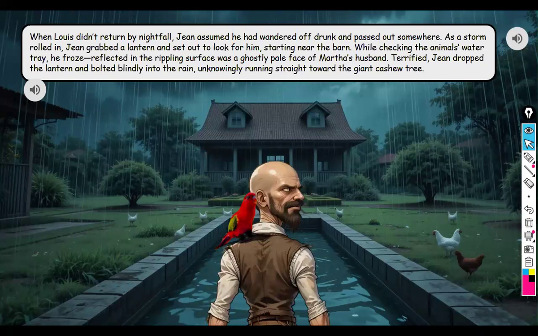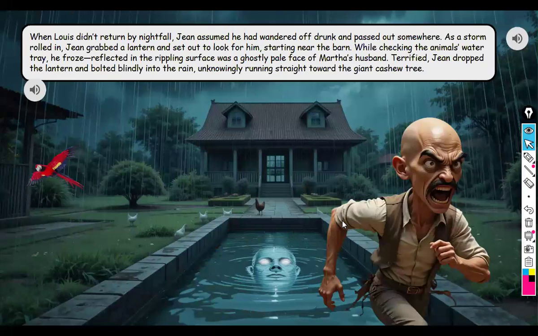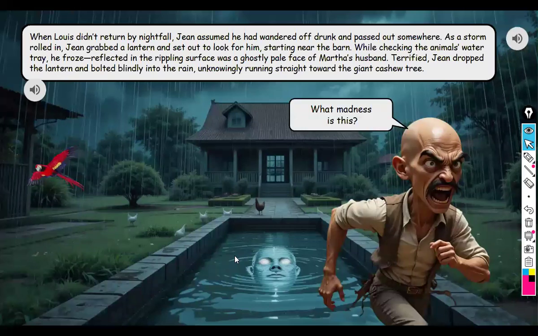Tree. All right, so remember, Jean, his sort of friend, went looking for Louise because he's missing. But while looking for him, Martha's husband's face appears in the stream, and it frightens Louise, right? He's scared out of his mind, and he runs through the rain, right?